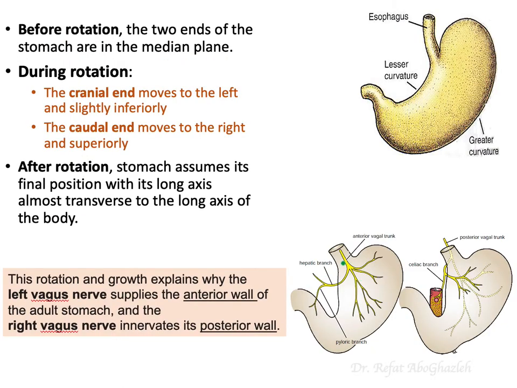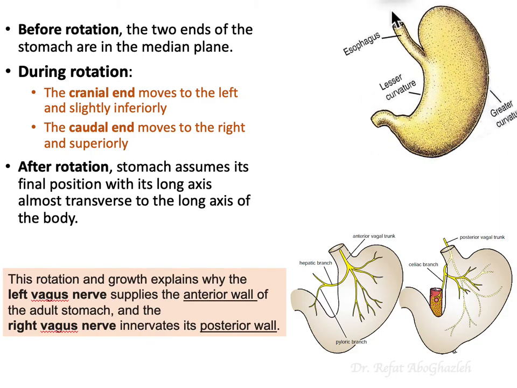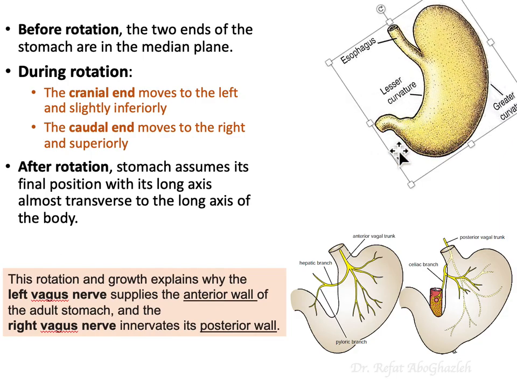So what's the significance of this rotation? Yes, it's rotated. So then what? As I mentioned before the rotation, the two ends of the stomach, the cardiac end and the pyloric end, were in the median plane, in the middle, right?